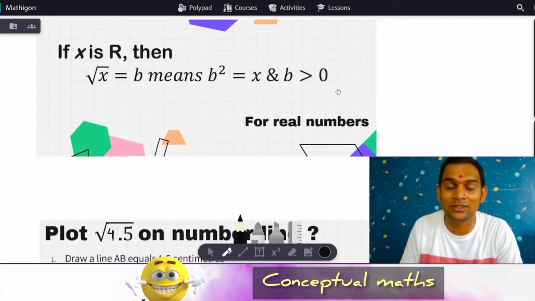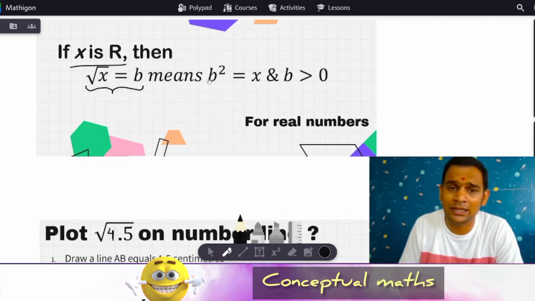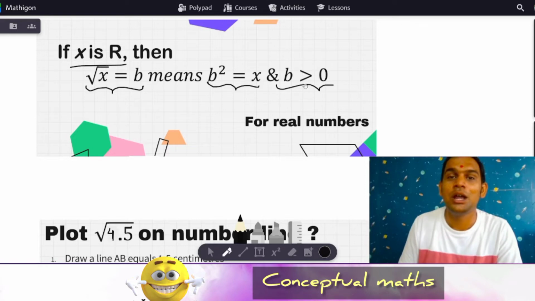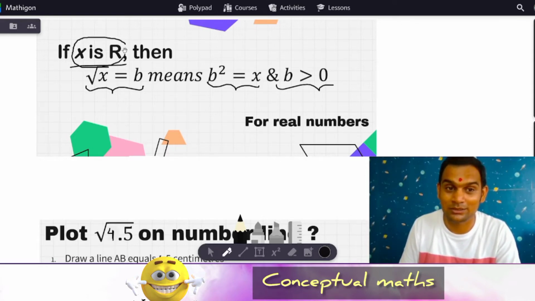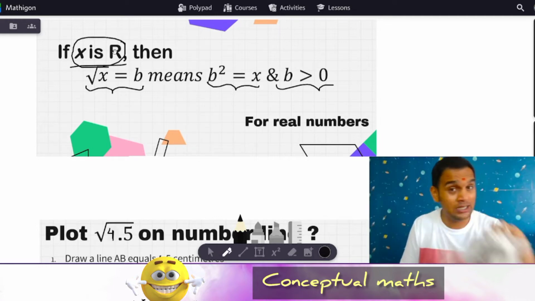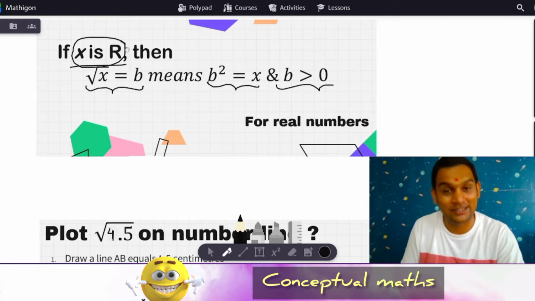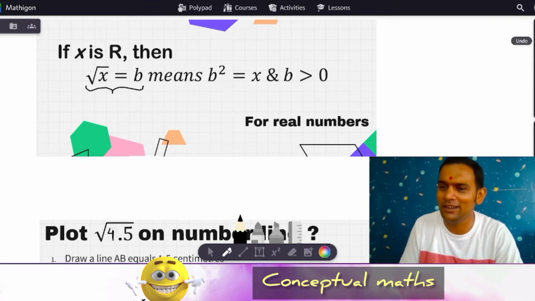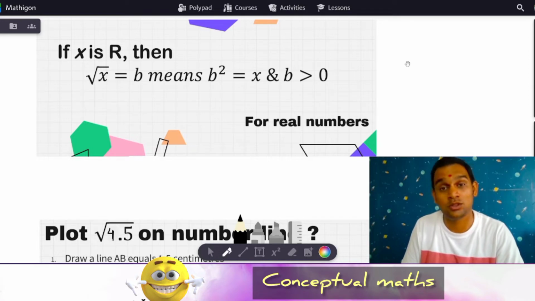Now when we extend this definition for real numbers, we just change the variable. If square root of x equals b, where x is a real number, then the meaning of that is b square equals x, where b is once again greater than 0. B can never be less than 0 as long as x is a real number. Now you might be thinking, is there a possibility that b is less than 0? My dear friends, there is a possibility, but please don't think about that right now. That comes in class 11th, which is called complex numbers.